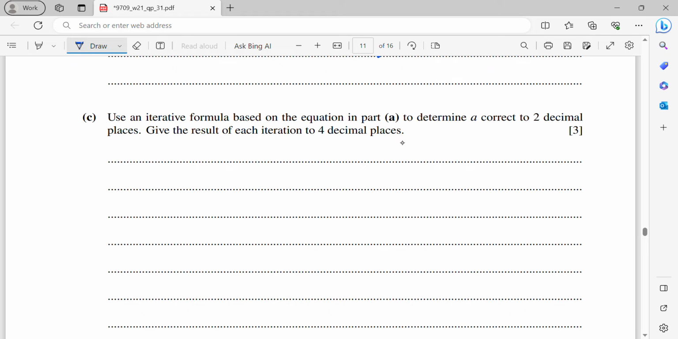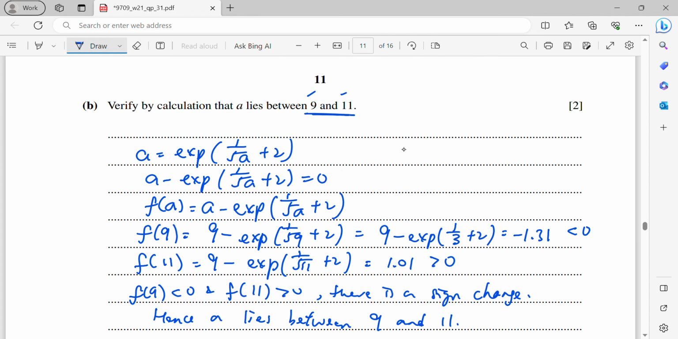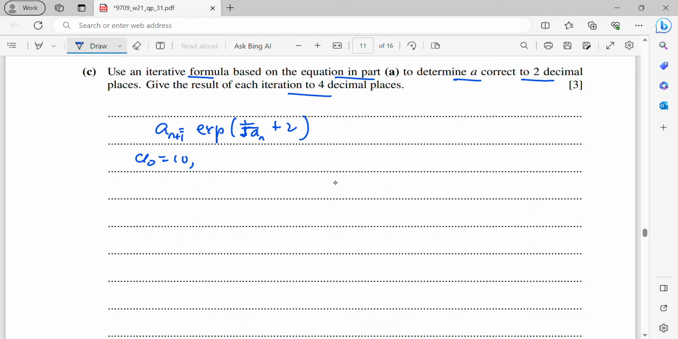Now, use an iterative formula based on the equation in part a to determine a correct to 2 decimal places. Give the result of each iteration to 4 decimal places. So now our a is exponential 1 over square root a plus 2. So now, to get the iteration formula, add on the subscript. Since your a lies between 9 and 11, I will take the middle value, which is 10. So I will start with a0 is 10. You can let a0 be 9, 11 or any other numbers in between the two values.